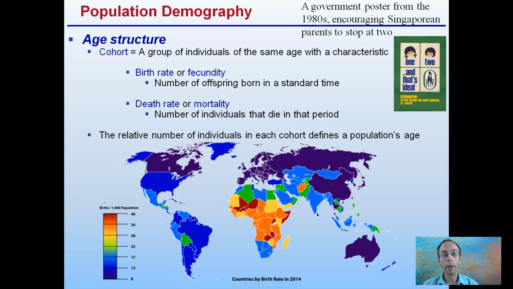how many occur in a particular population. So the birth rate is the number being born, the death rate is the number dying off. How these relate to one another will determine a population's demographics.